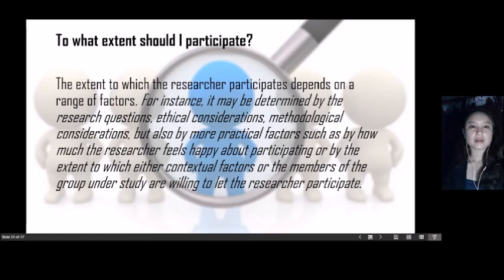A question may arise to the researcher: to what extent should I participate? The extent to which the researcher participates depends on a range of factors. For instance, it may be determined by the researcher's questions, ethical considerations, methodological considerations, but also by more practical factors, such as by how much the researcher feels happy about participating, or by the extent to which either contextual factors or the members of the group under study are willing to let the researcher participate.